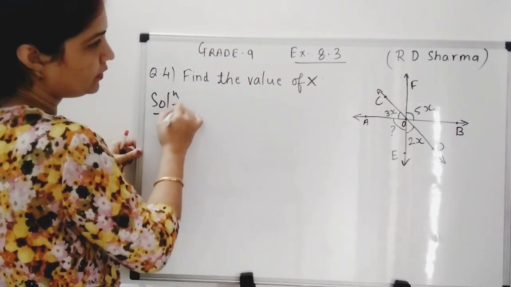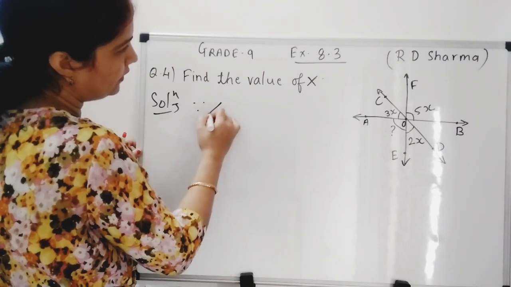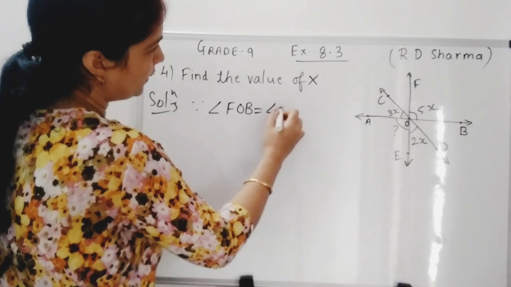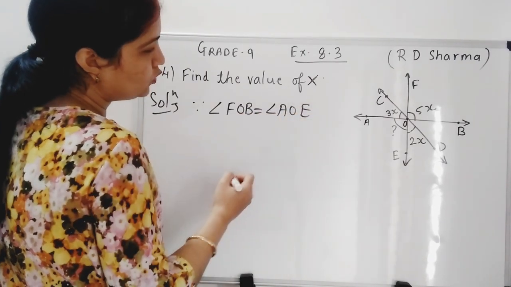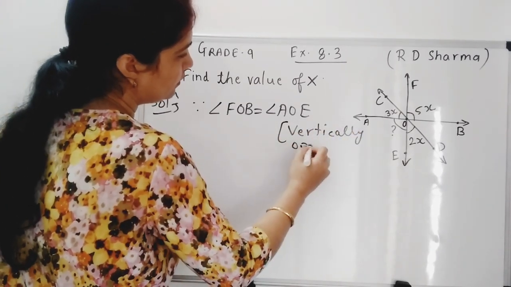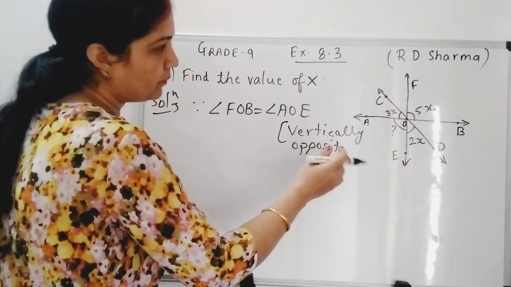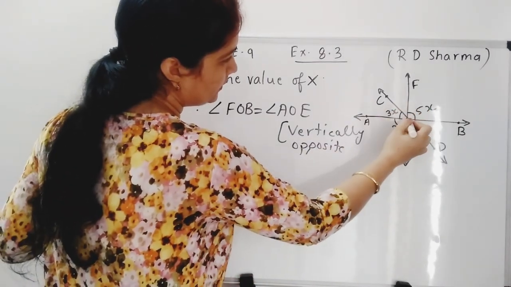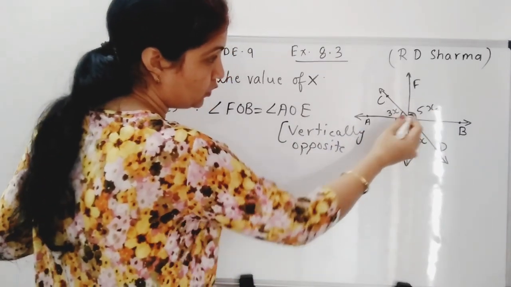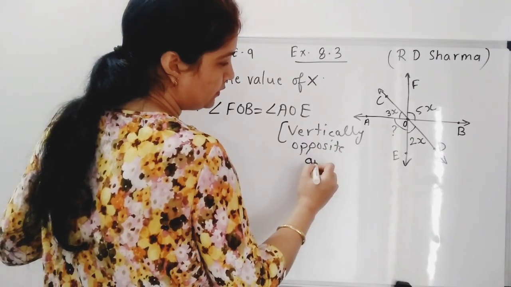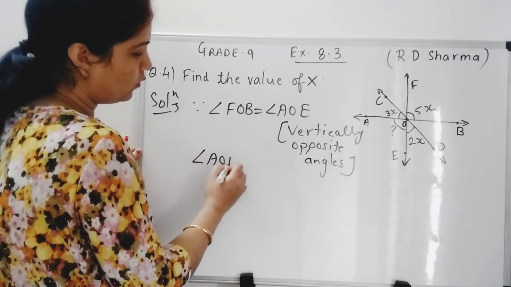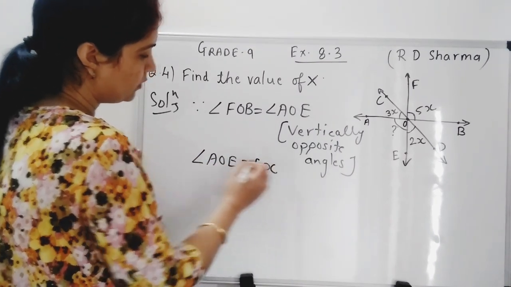As angle FOB equals angle AOE. Why is it so? Because they are vertically opposite angles. If you remember the scissor, these are the two lines, and they are intersecting at one point. So this angle and that angle are both in the vertical position, so they are vertically opposite. So they both will be equal. So vertically opposite angles. That's why the value of angle AOE is also 5x.